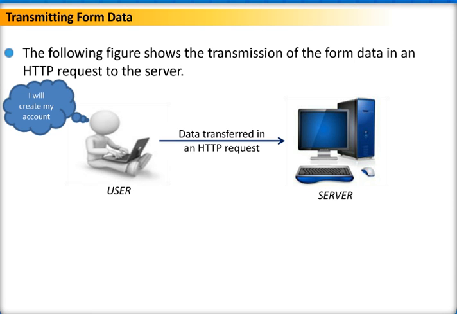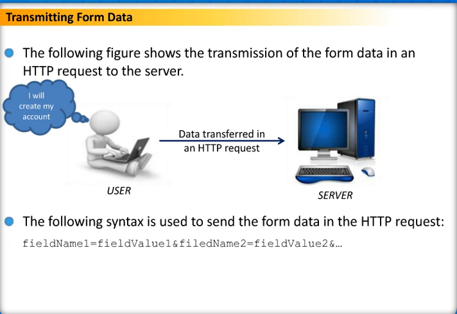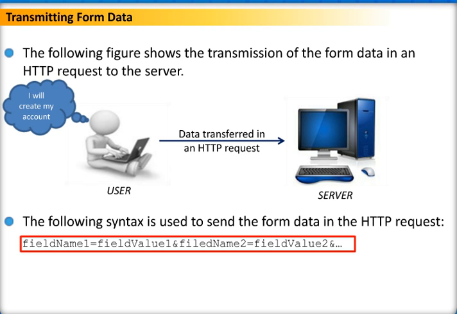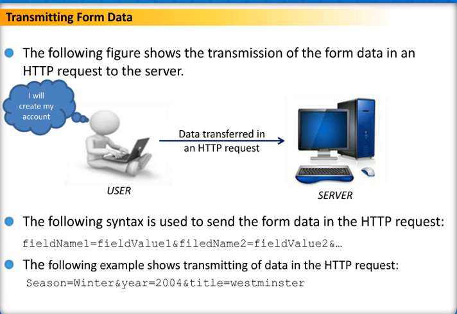The HTTP request utilizes the key equal to the value pairs that are separated from each other by using the ampersand symbol. The syntax is shown on the screen. The displayed example shows season, year, and title as keys, winter, 2004, and Westminster as values, and ampersand, which will be passed in URL, to transmit the form data to the server.